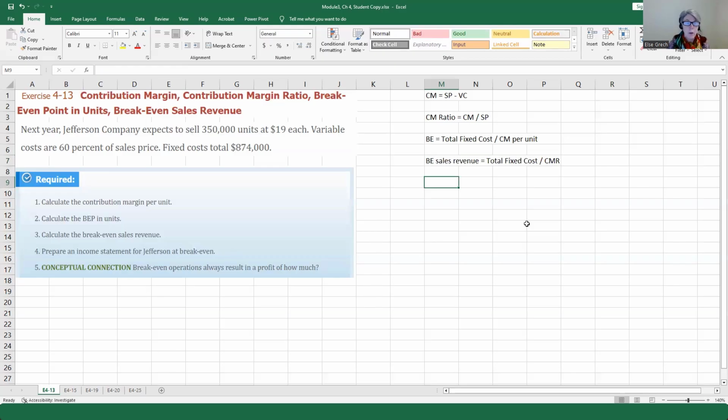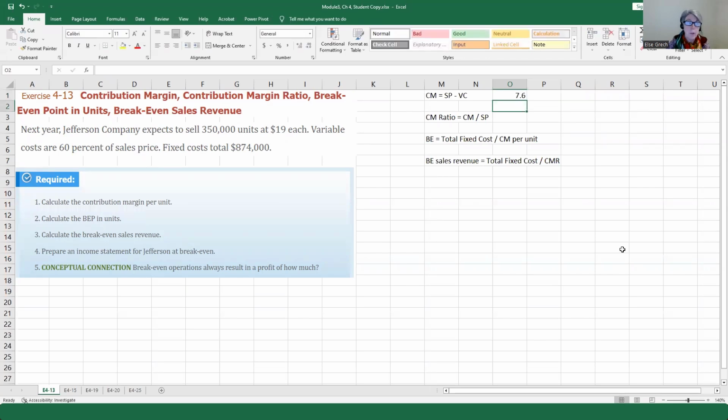It says next year, Jefferson Company expects to sell 350,000 units at $19 each. Variable costs are 60% of the selling price. Fixed costs are $874,000. Calculate the contribution margin per unit. Well, we already have the formula over here, so we can just apply. We know that the selling price is going to be $19 minus the per unit variable costs, because we're doing this per unit. That is equal to 60% of the selling price. So I'm going to take 0.6 and multiply it by the 19. And that should tell us what the contribution margin is.